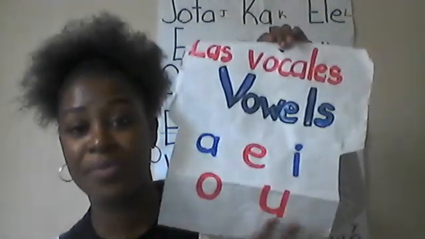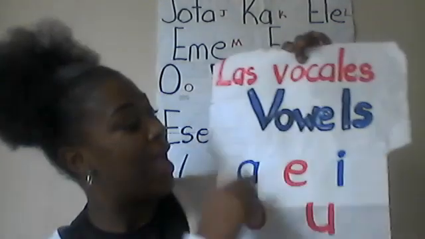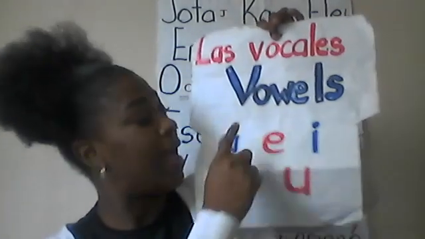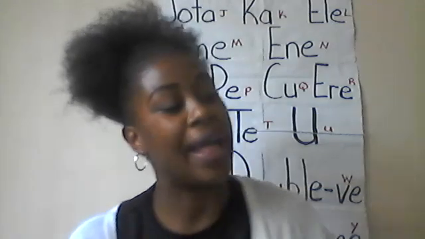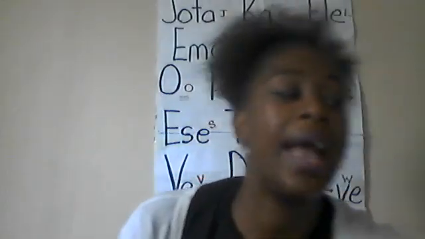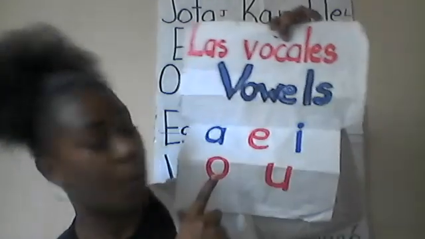So, as you should know by now, these are las vocales, the vowels. Each Spanish vowel has one sound, and this is how it goes. A, E, I, O, U. And those are the vowels in Spanish. A is A, E is E, I is I, O is O, and U is U.